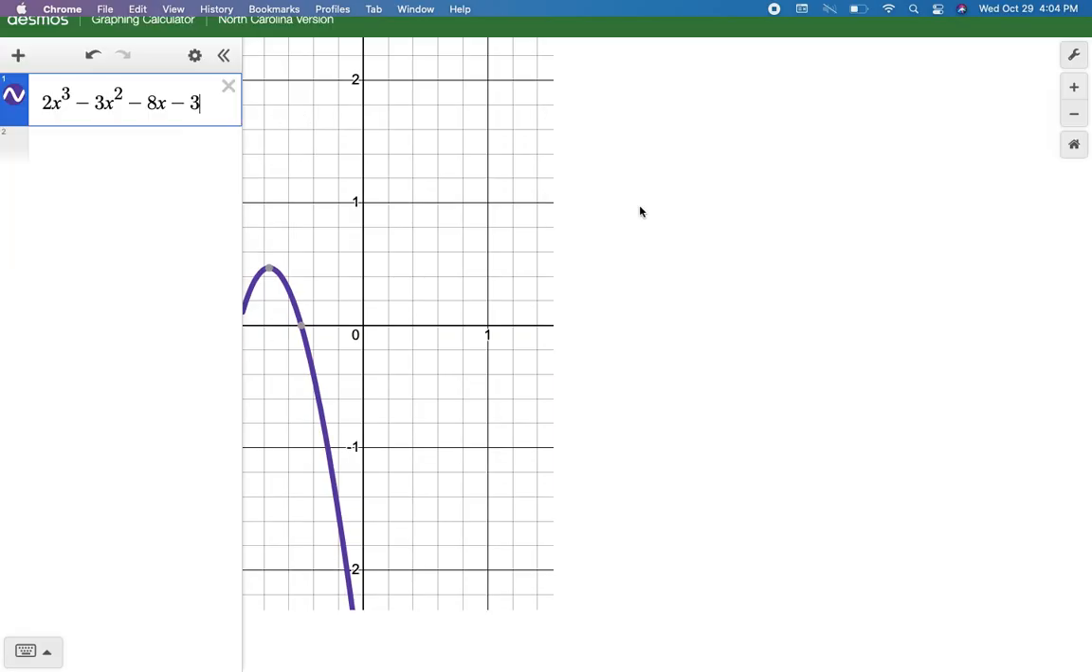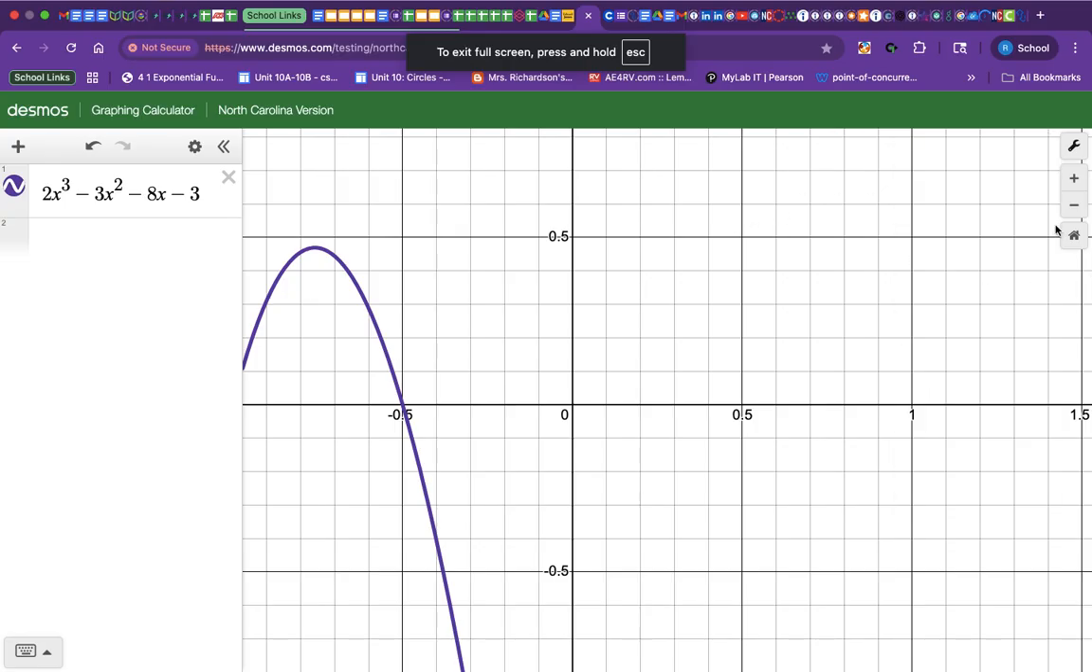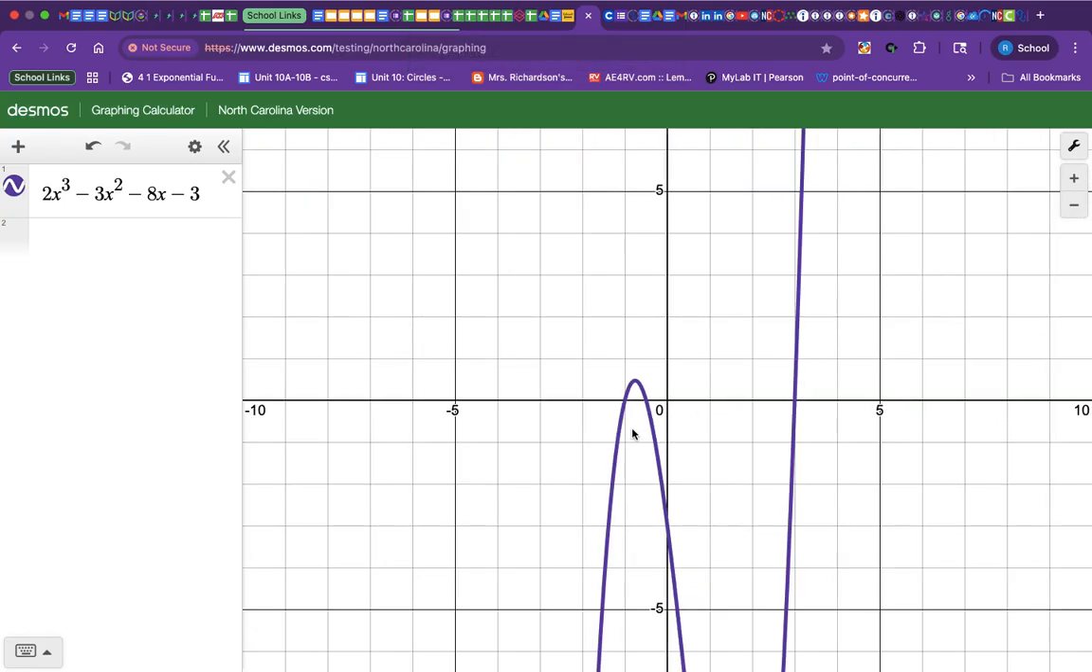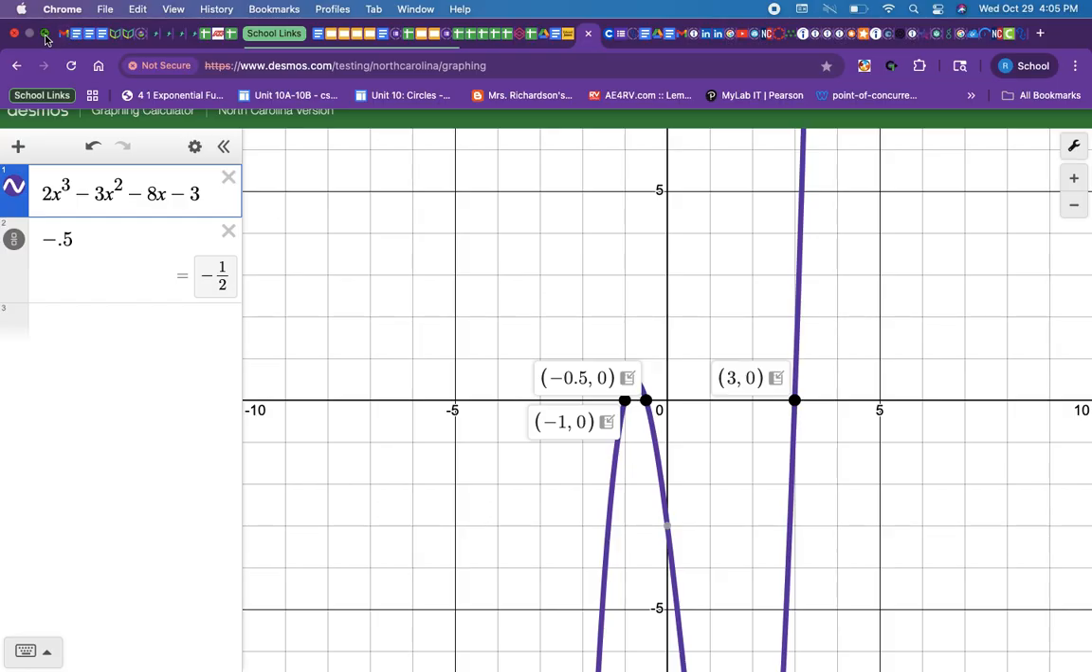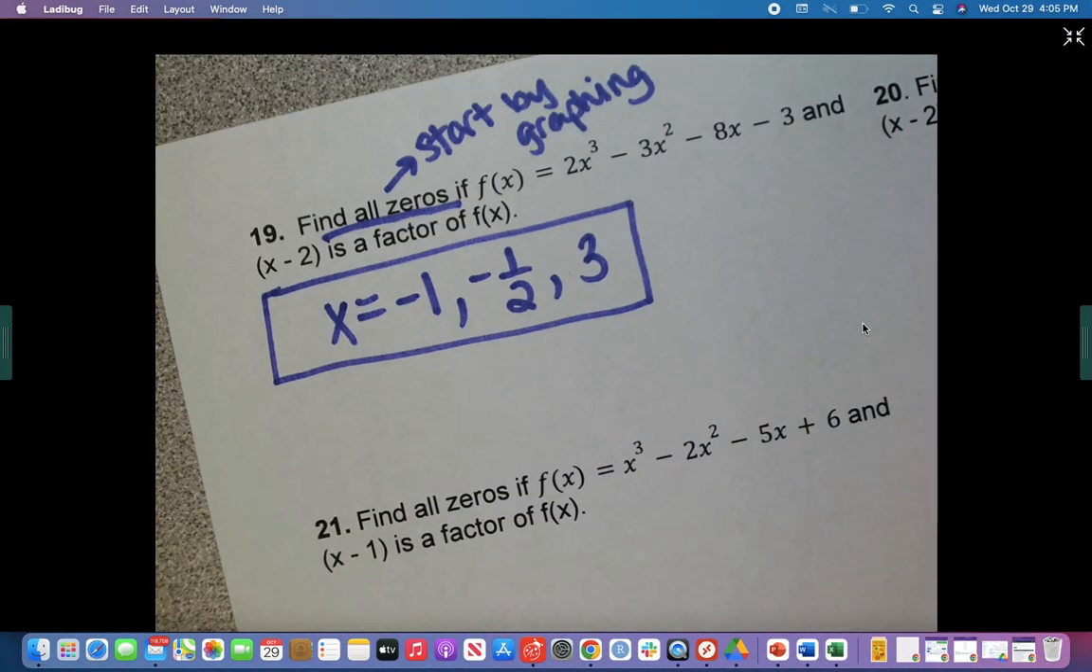All right, so let's see what we can see. Okay, perfect. So degree is 3, so we can see all 3 solutions. And all 3 are rational. Perfect. Okay, so our solutions are negative 1. That's a decimal, so remember we need to change that to a fraction. So negative 1/2. And then our last one is 3. So those are our 3 solutions. So x equals negative 1, negative 1/2, and positive 3. All right, so that's our answer for 19.